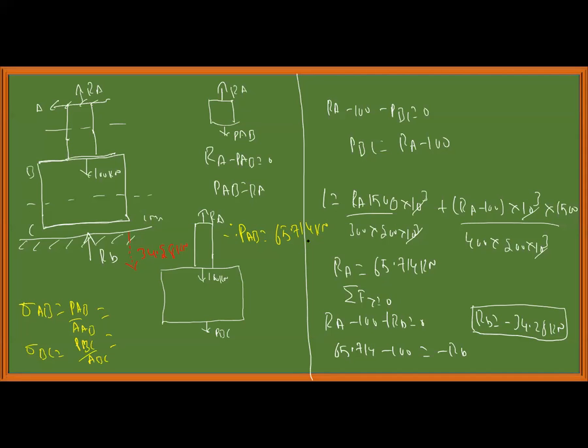PBC, therefore, is equal to 65.714 minus 100, which is minus 34.28 kilonewton. Obviously, this member will be under tension, this member will be under compression. The part AB will be under tension, part BC will be under compression. This is how we have to solve. Okay, sigma AB is 65.714 into 10 power 3 by 300, and sigma BC is minus 34.28 into 10 power 3 by 400. Tell me what is this value.